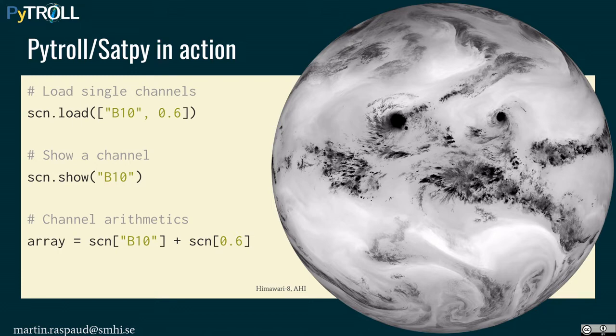We can also show a channel by using the show method from the scene object. Here, we decide to show the B10 channel, and that will pop up a window on your screen with the data displayed, instead of having to save the image to disk. Lastly, we show how to use the square brackets in a Pythonic way to get the items of the scene object, for example, the channel that we loaded before. These channels, or even composites, are actually data arrays that you can put together using arithmetic operations or perform other kinds of operations on them if you want.